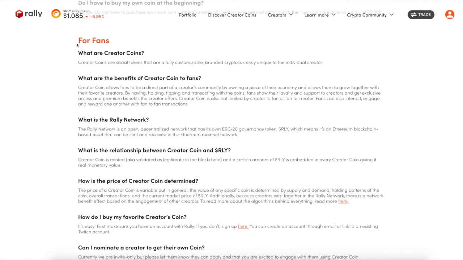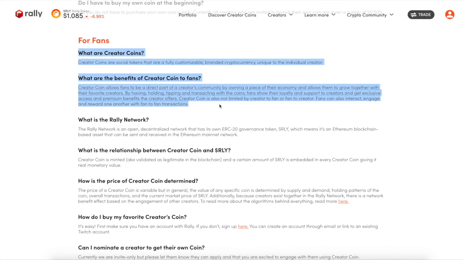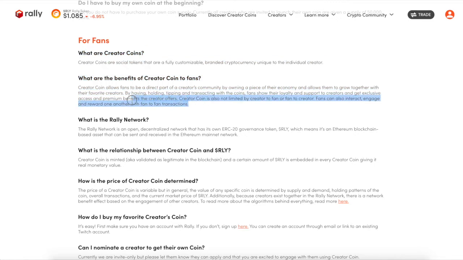And this is something for fans or people who are not content creators. Here's the benefit of the fan token. You can stake them, have a piece of the pie, holding, tipping, transacting, and they can sell for cash. And some creators will create like a subscription service like, hey, you can only access my content if you have 10 or 100 of my fan tokens in order to watch my videos or access the private chat, etc. You can make different incentives.